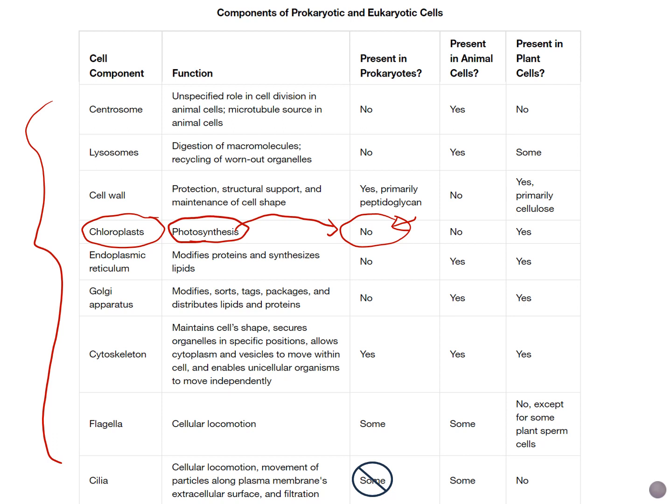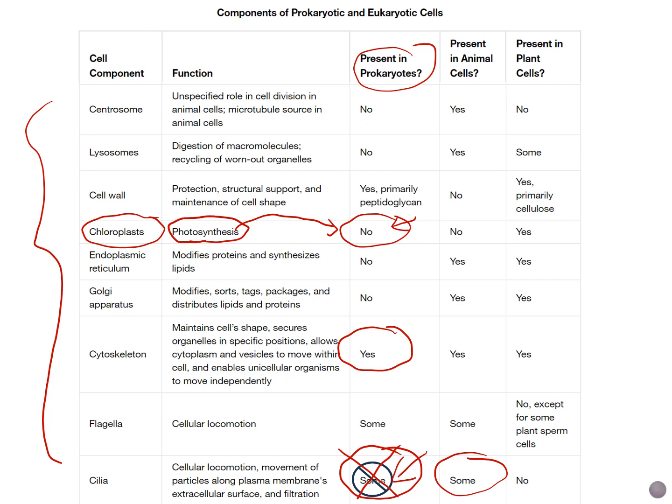Also, even though prokaryotes have a cytoskeleton, their cytoskeleton is made of different types of proteins. We don't see microtubules or microfilaments or intermediate filaments in prokaryotes. Finally, there looks like there is an error in this table, as cilia are not found in prokaryotes. Cilia are found in eukaryotic cells, for example, animal cells like us, but not in prokaryotes. So please remove this portion or cross it out in your notes.